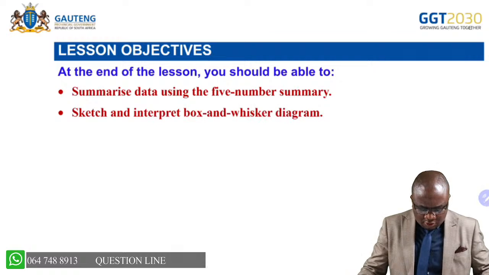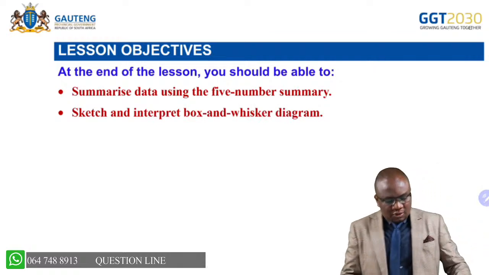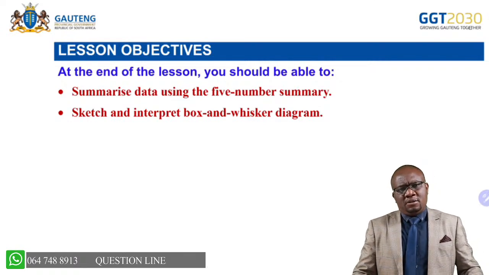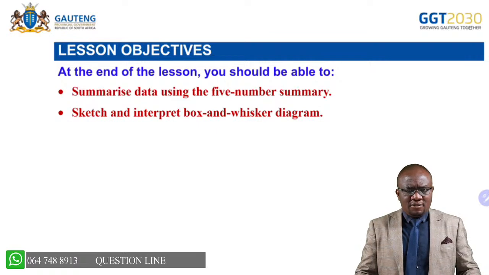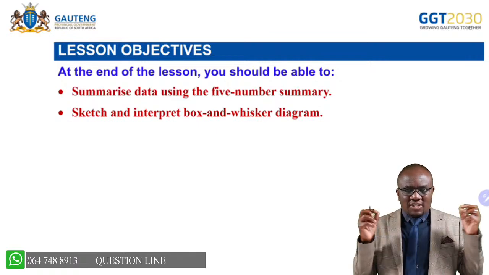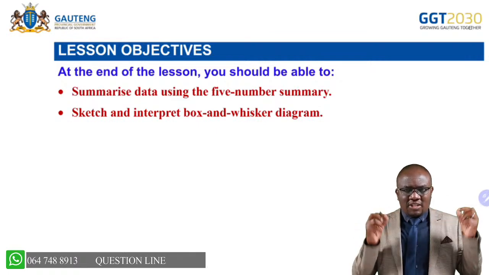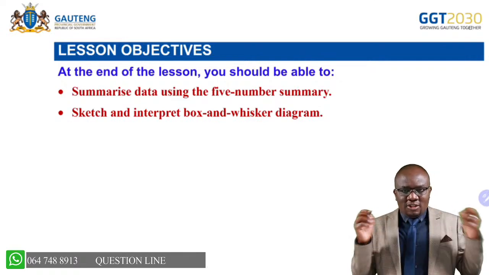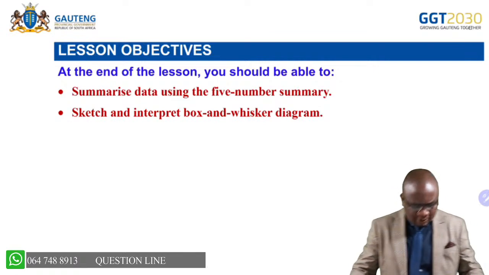Then we're going to sketch and interpret the box and whisker diagram, or box and whisker plot. You know what whiskers are? A cat has got whiskers. So this diagram will look like it has a box and whiskers. We're going to see that.